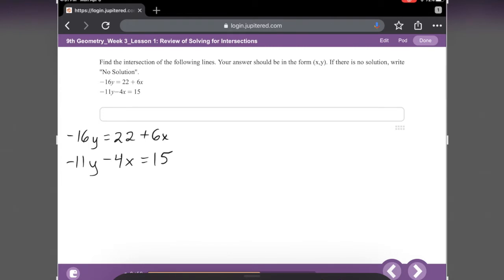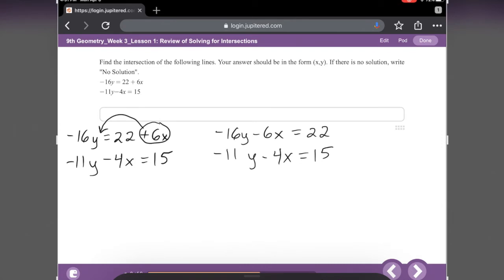What I don't really like about this right now is that the x's and the y's are mismatched on different sides of the equal sign. So what we might want to do first is rearrange it so that we have the x's and the y's on the same side. I'm just going to move this 6x over to that side of the equation. Here's what I get instead: negative 16y minus 6x equals 22. And this one will read the same as before: negative 11y minus 4x equals 15.